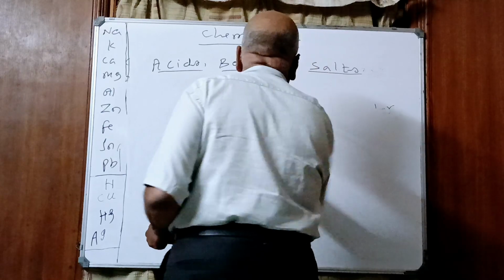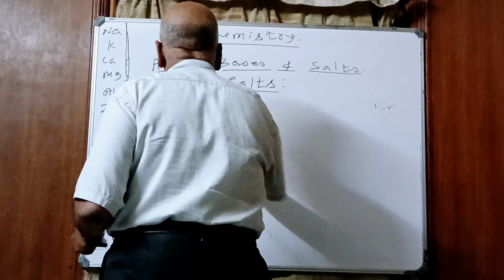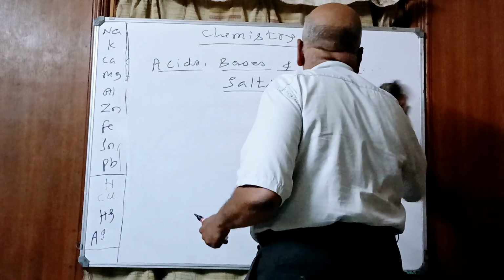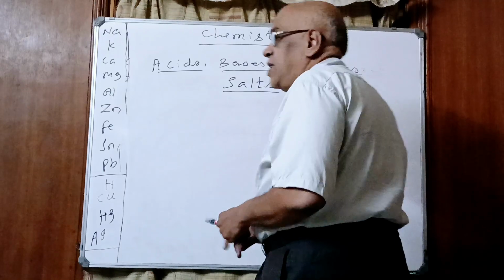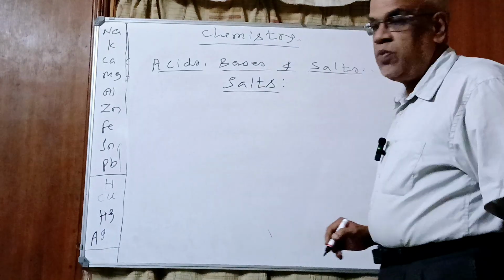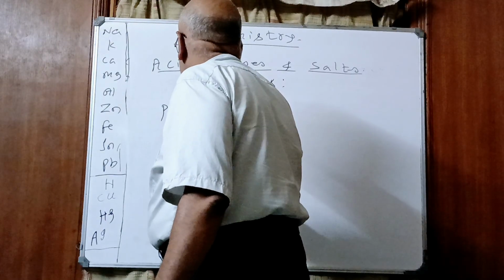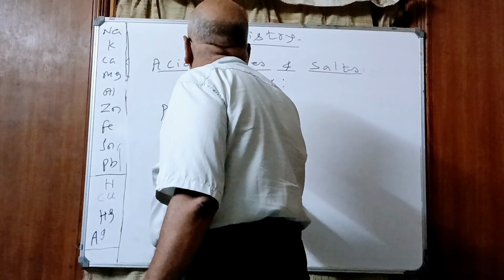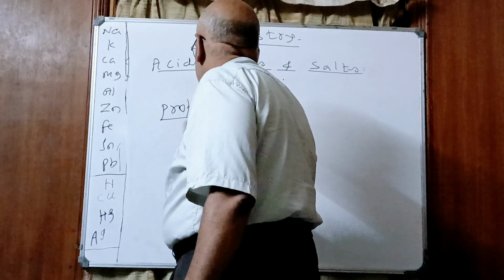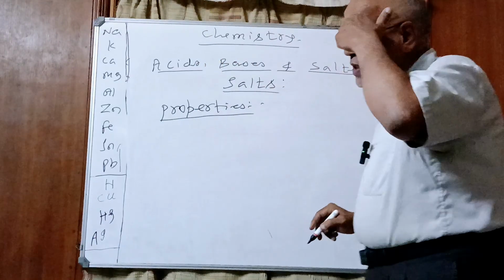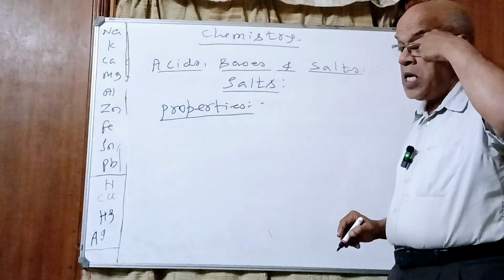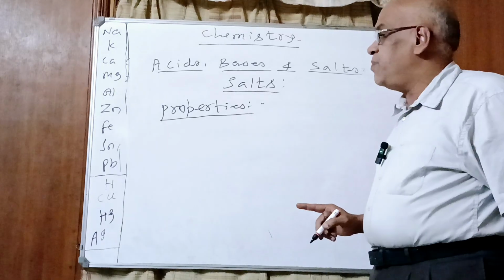Like acids and bases. Acids are what? Acids turn blue litmus paper red. Bases turn red litmus paper blue. So, properties. What is the action of salts on pH paper? Action of salts on pH paper.